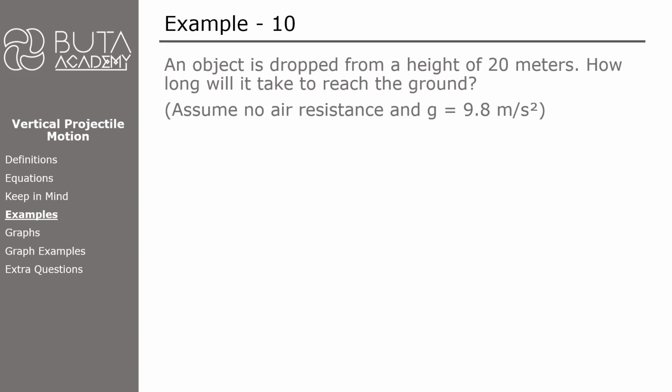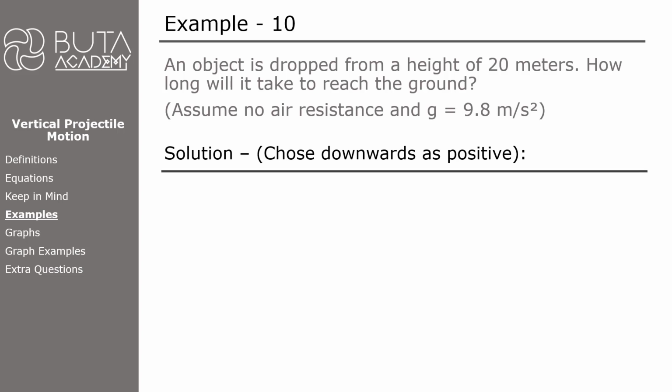In the last example, instead of being thrown, an object is released from a height of 20 meters. The task is still the same, to calculate how long will it take the ball to reach the ground. Assume no air resistance and g is equal to 9.8 meters per second square. The solution of the question is very similar to the previous one. The only difference is the initial velocity.